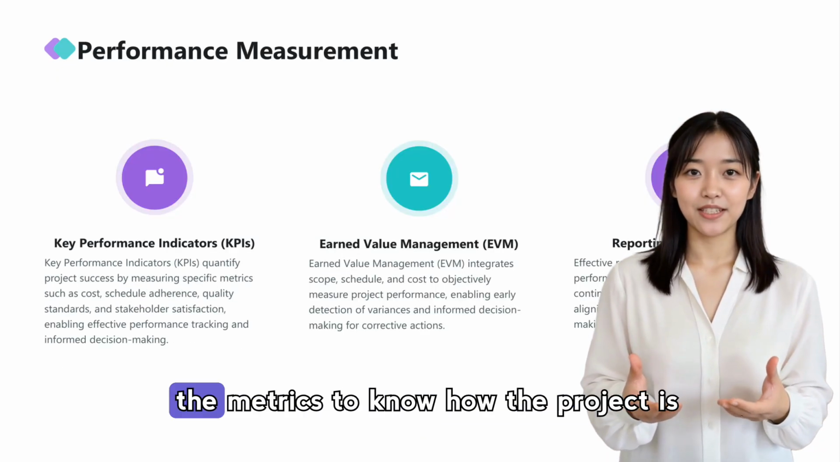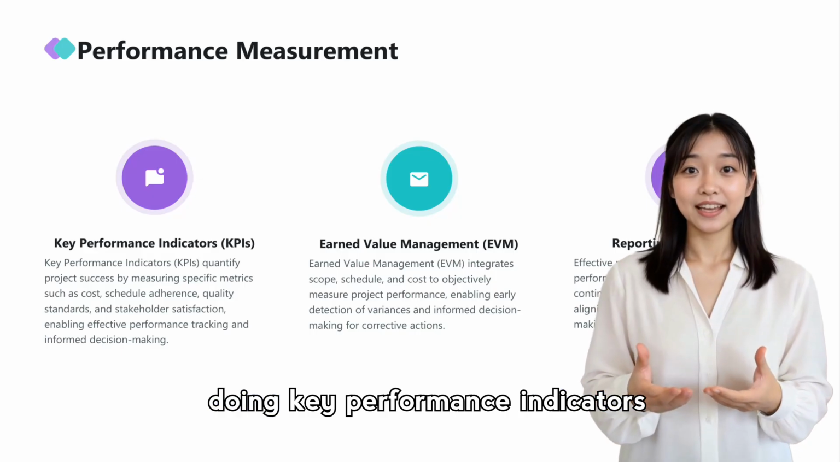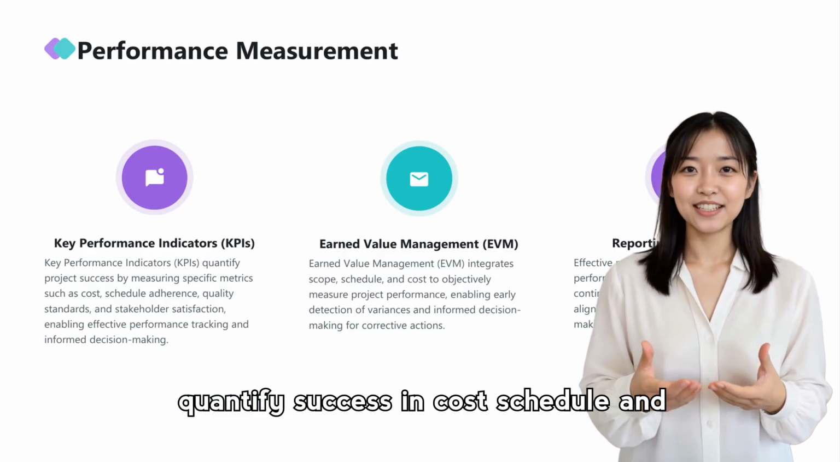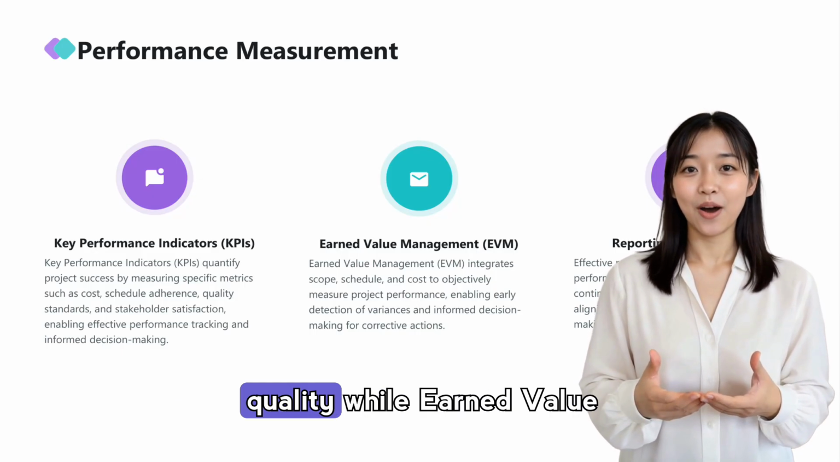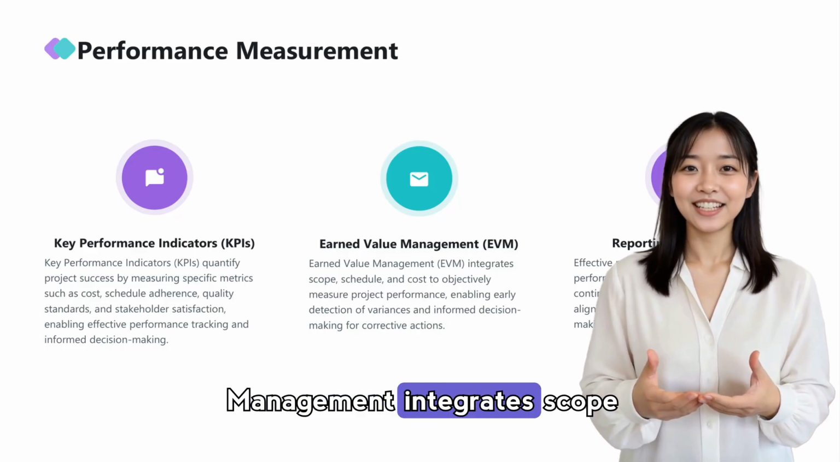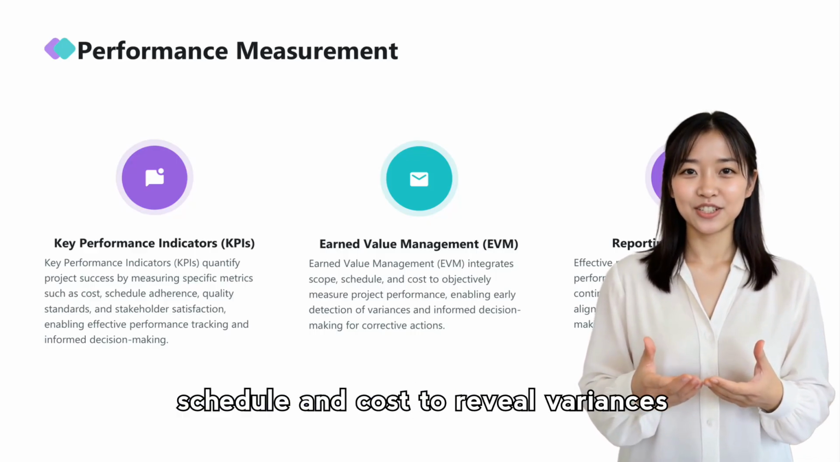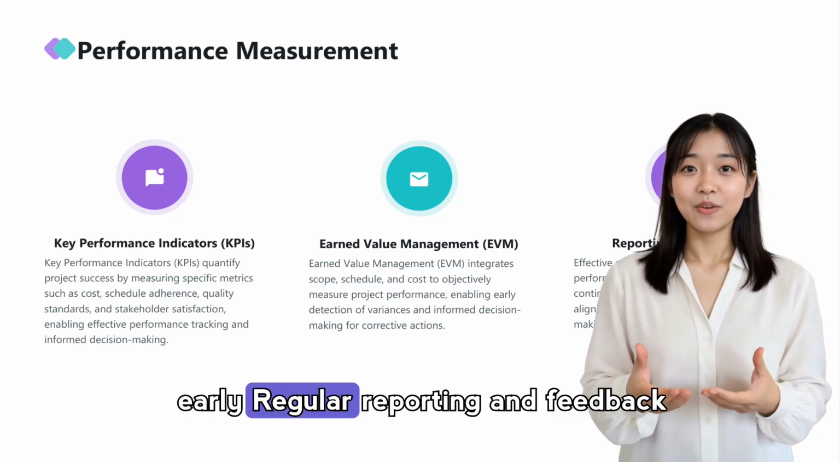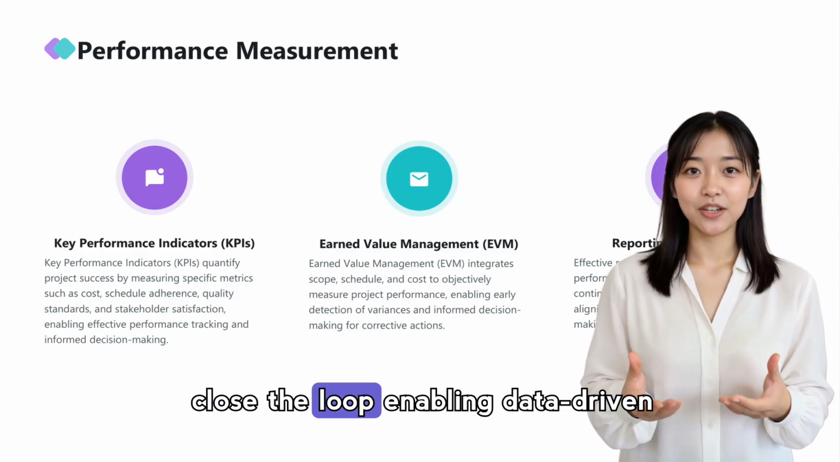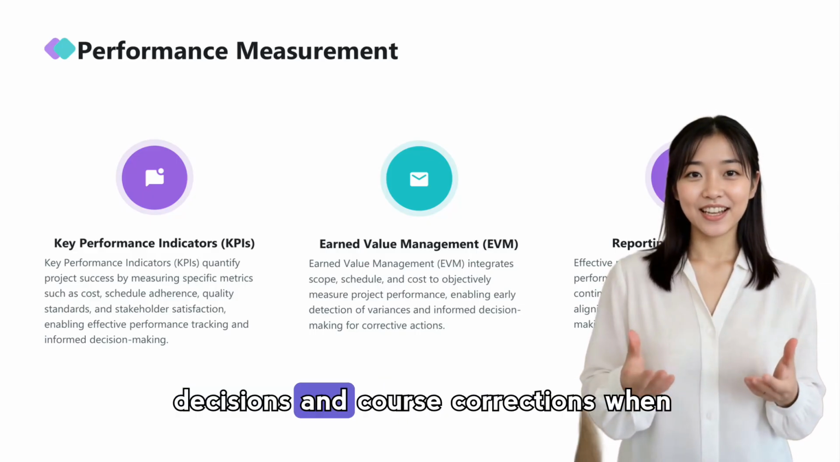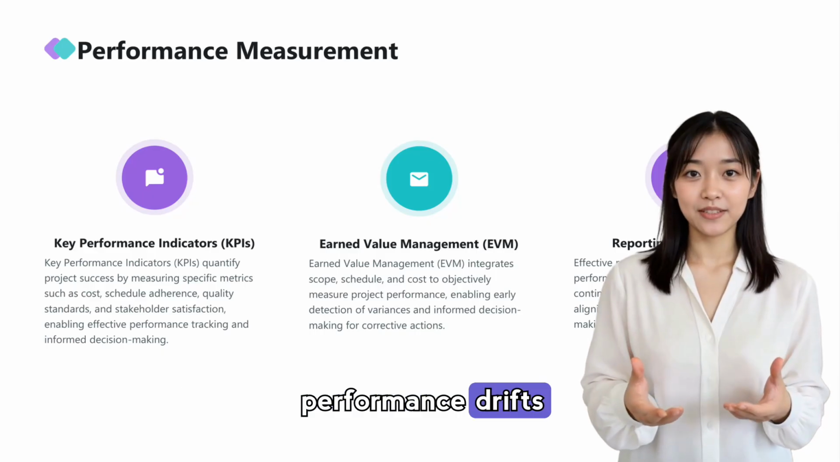Performance measurement gives you the metrics to know how the project is doing. Key performance indicators quantify success in cost, schedule, and quality, while earned value management integrates scope, schedule, and cost to reveal variances early. Regular reporting and feedback close the loop, enabling data-driven decisions and course corrections when performance drifts.